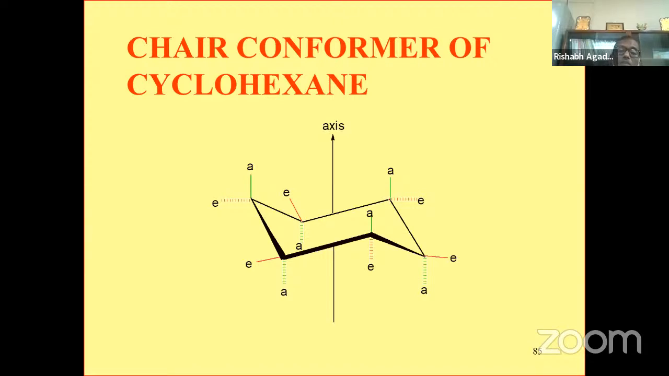Now here the bonds that are going through the axis, perpendicular to the structure, will be called axial, and the axial bonds are represented with a green line, and if it comes above the plane of the ring, that is a solid line, and if it goes below the plane of the ring, that is a dotted line or alpha bond. So at one carbon atom, of the four bonds that are there, two are covalent bonds to the adjacent carbon atoms, and these axial and equatorial bonds alternate, one going through the axis and one going through the equator.